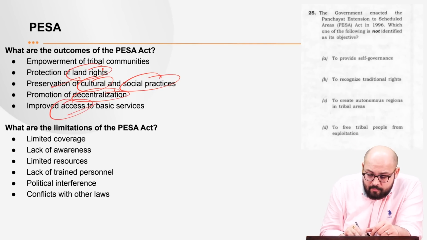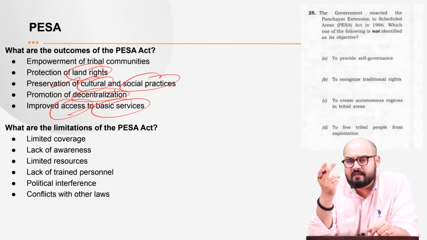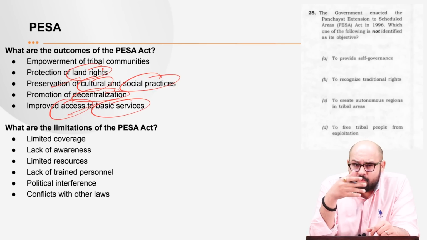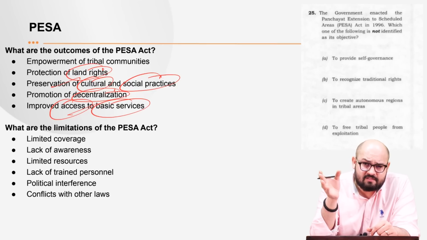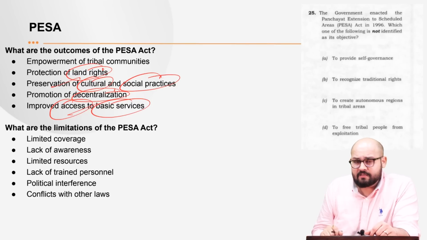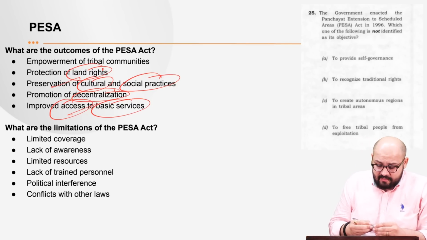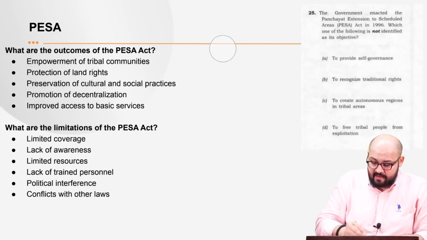Then it has led to improved access to basic services, basic amenities like water, roads, and basic houses, the construction of basic houses. So that is what the PESA has done. Now, what are the limitations when it comes to the PESA Act?